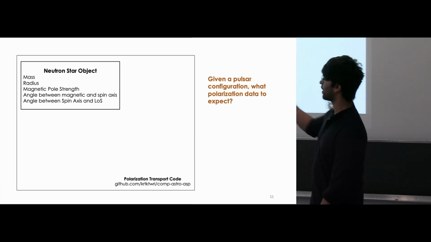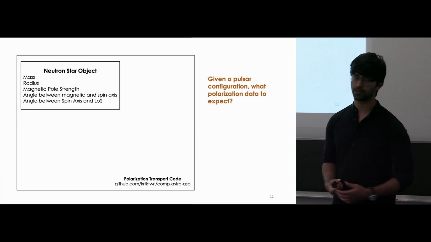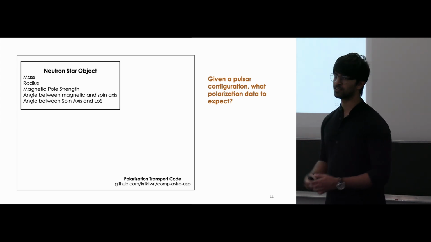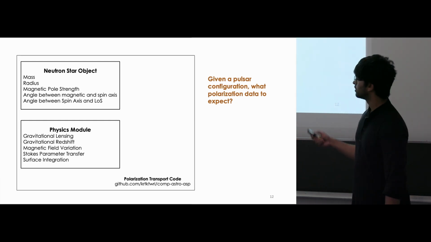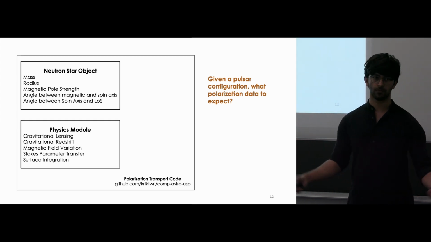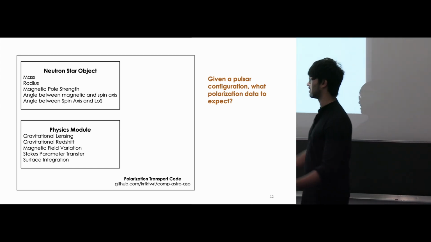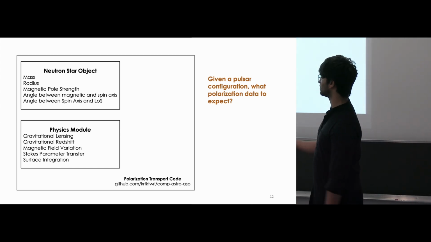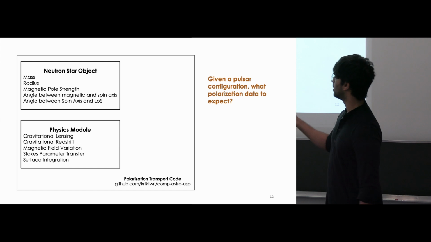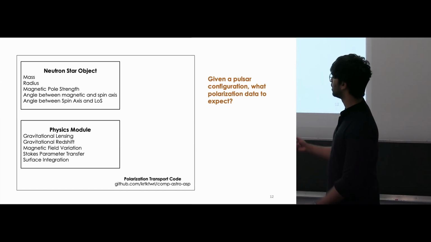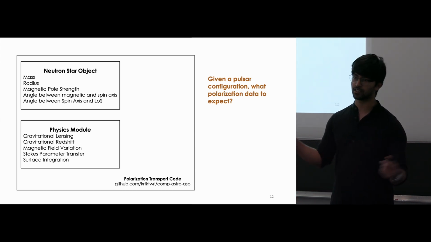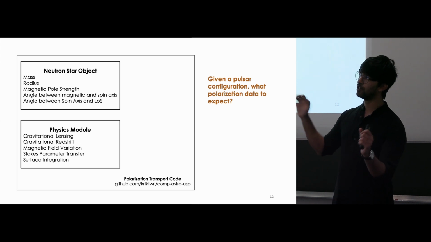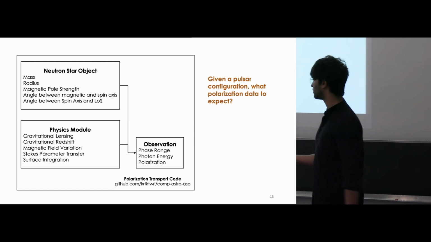So I start with defining a neutron star object by giving it some properties, some characteristic angles, the compactness, magnetic field strength, those sorts of attributes. Then there's a physics module which accounts for quite a few physics effects, but you can always add more. Some of the things that it does is it accounts for the gravitational lensing, of course, some redshift. It has a dipole magnetic field, and then it transfers the Stokes parameters and then does a surface integration, an integration of all the patches of the neutron star surface that you should be able to see.